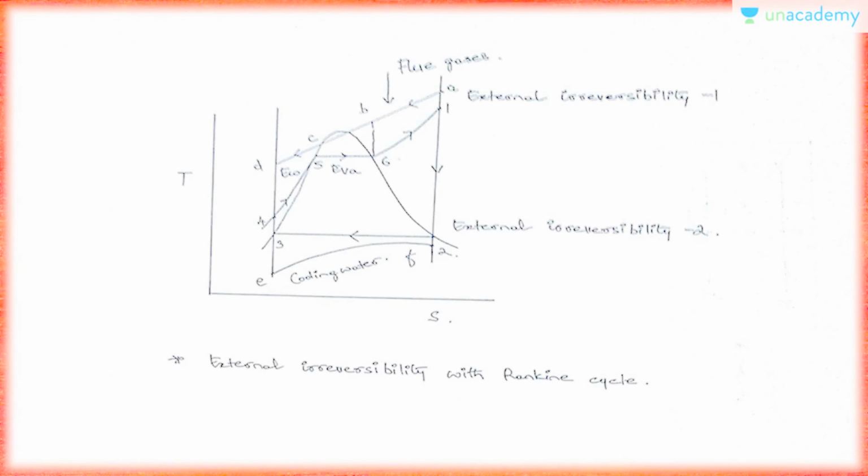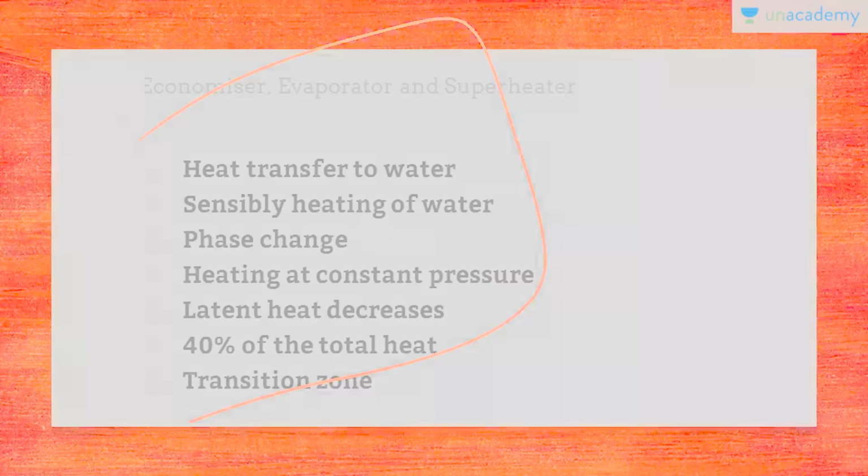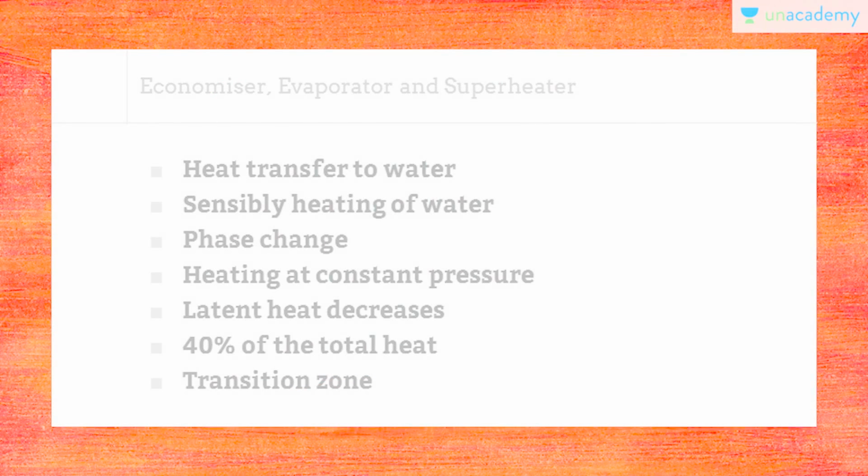So you can see here the A to 1 external irreversibility and the 2 to A, which is given by external irreversibility 2. This is 1. So A to 1 is pinch point 1, and C to 5 is pinch point 2. You can see here all those I have mentioned in the TS diagram. So let's move on to the economizer, evaporator and superheater.